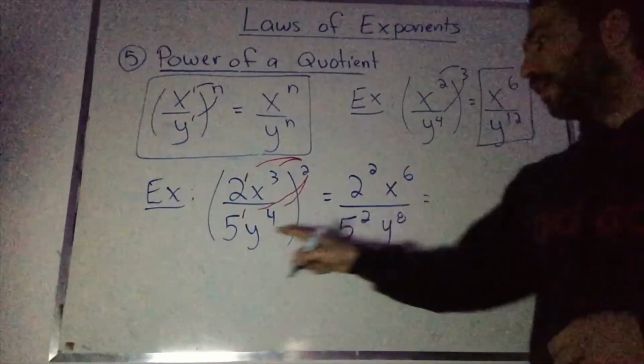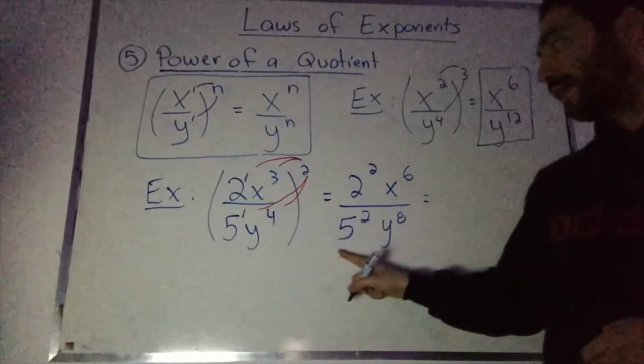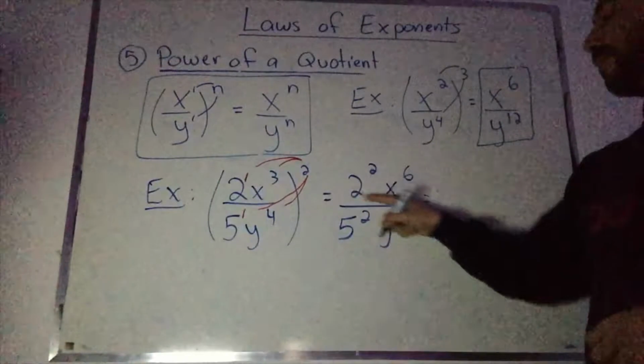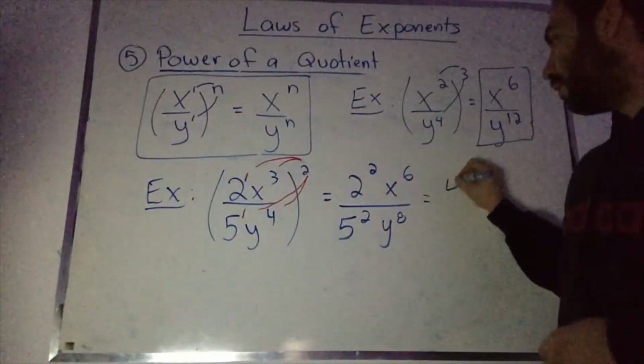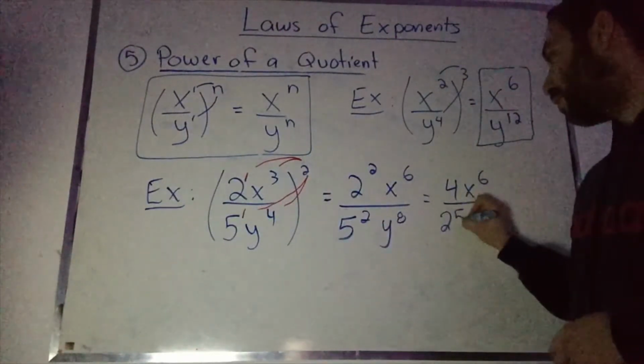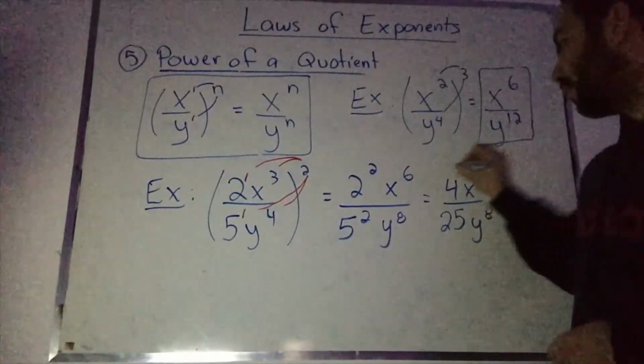Okay, so if you're thinking of putting 10 down here, that's wrong. It's not 10, it's 5 squared, which turns out to be 25. So we have to just simplify a bit more. So 2 squared is 4, x to the 6, and on the bottom we have 5 squared, which is 25, y to the 8. And this is your final answer.